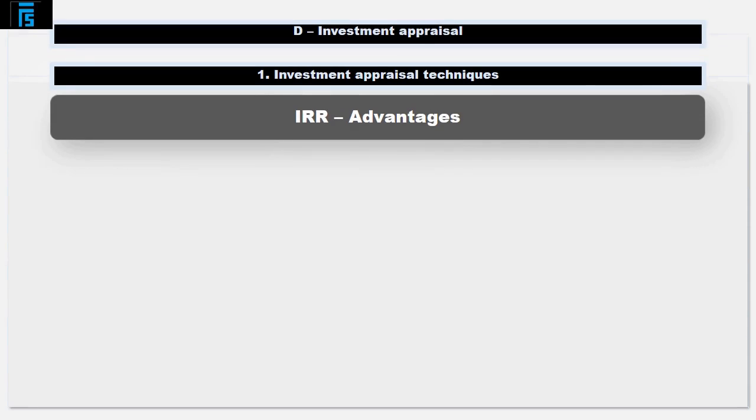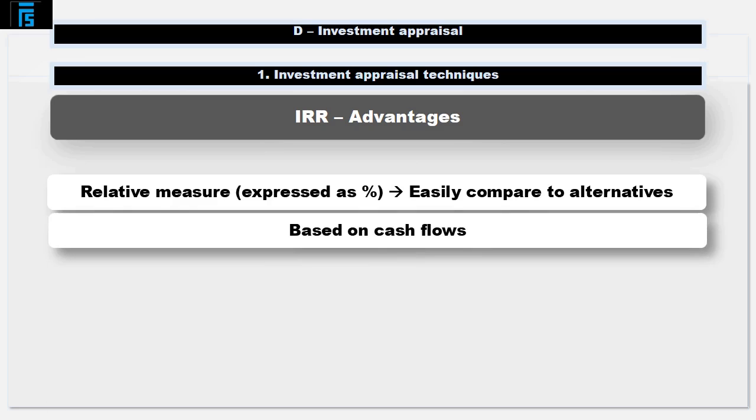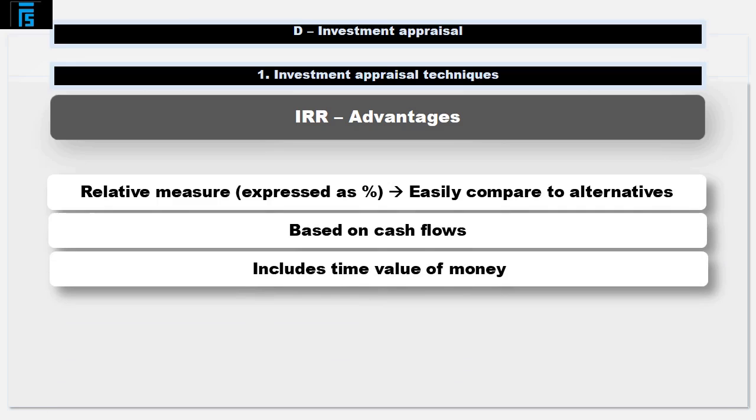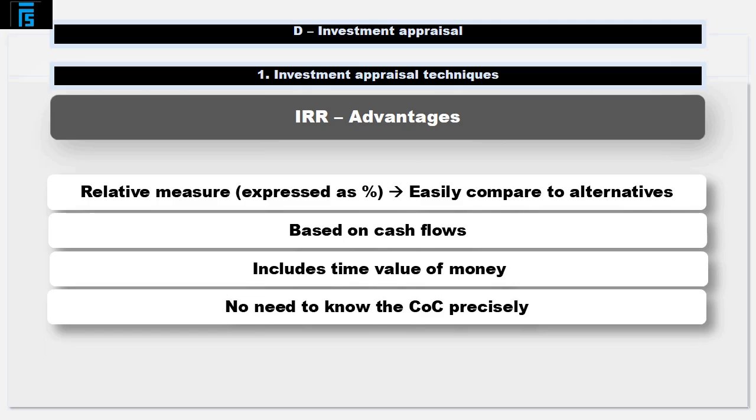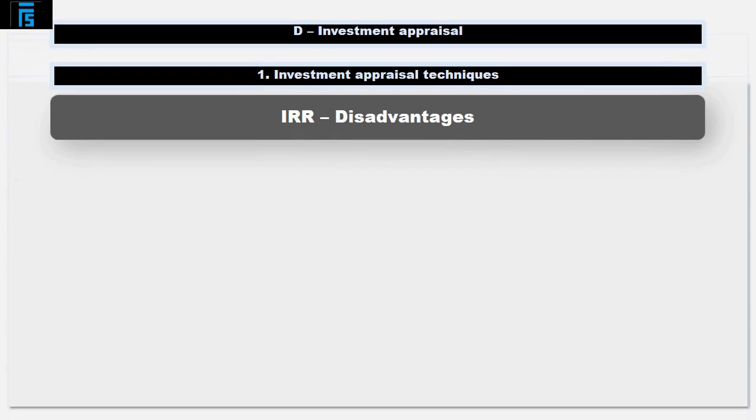IRR has several advantages. It's a percentage, and managers like percentages because they can easily be compared to other alternatives. It's based on cash flows and includes the time value of money. You don't need to know the cost of capital precisely to use it. For example, if you feel your cost of capital is somewhere between 5 and 10% and you calculate the IRR as being 18%, then you'd be safe in saying let's go ahead, as 18% is higher than the entire range from 5 to 10%. However, there are some problems with IRR.